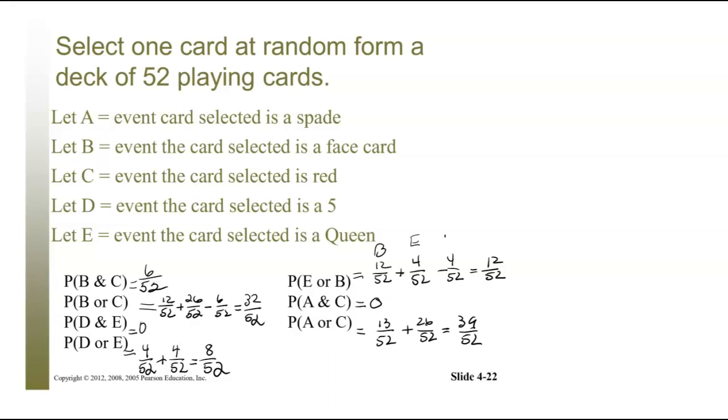A and C, spade and red. Well, spades are black, so they can't be red. So that's 0. So again, when you do A or C, there's nothing to subtract.